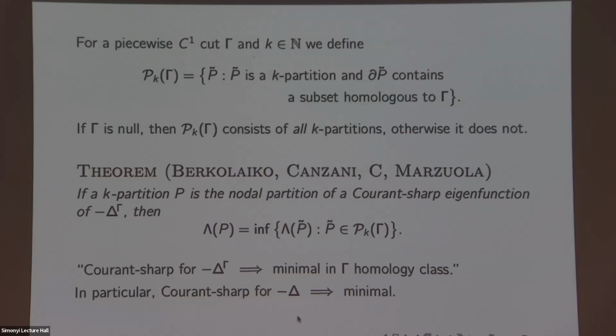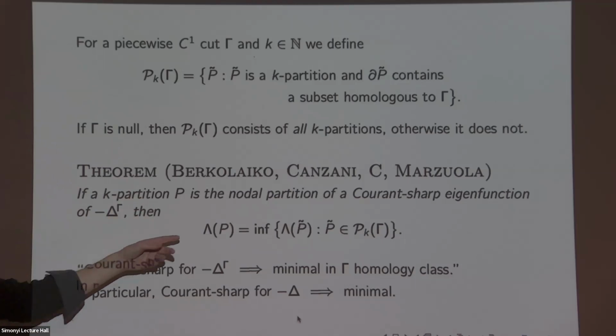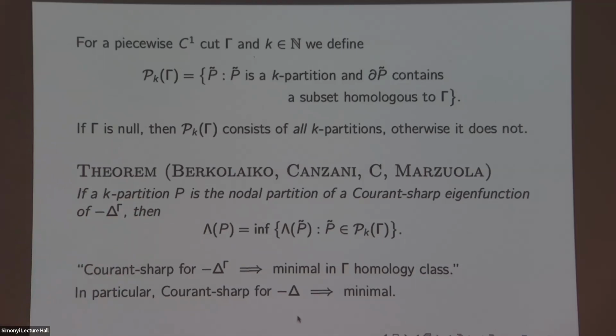And then our theorem says, if I have a K partition coming from a Courant-Sharp eigenfunction of this cut Laplacian, then it minimizes energy compared to every partition in this class. Every partition whose boundary contains something homologous to gamma has to have energy at least as big as this nodal partition P that we started with.